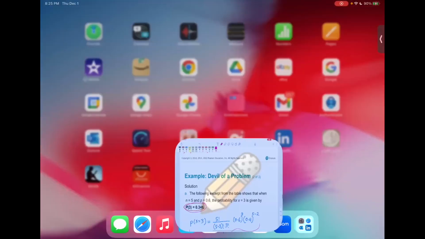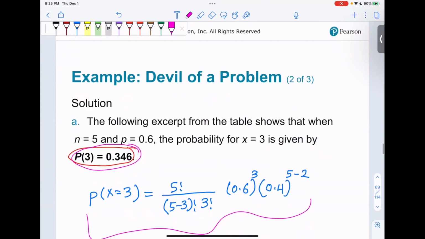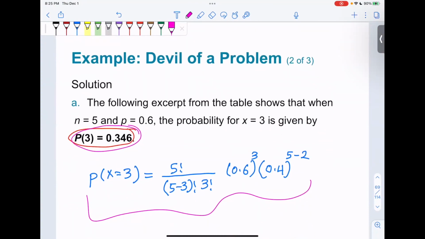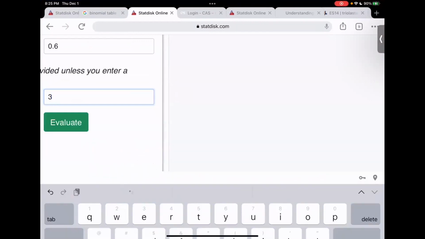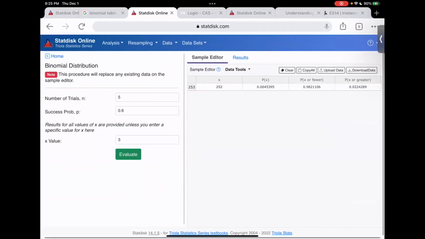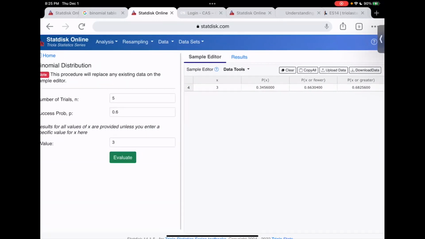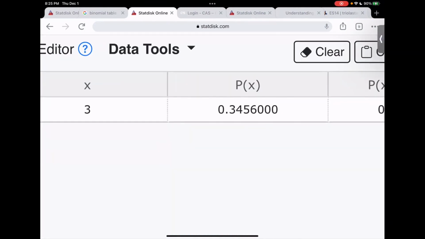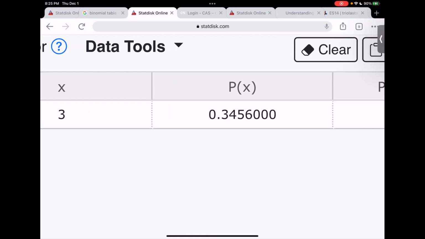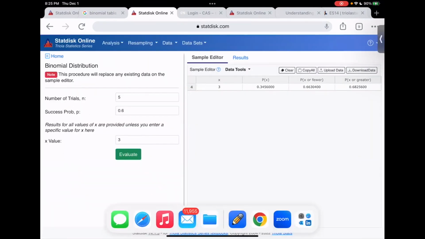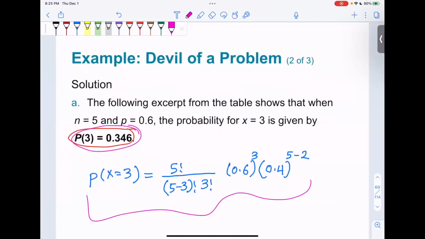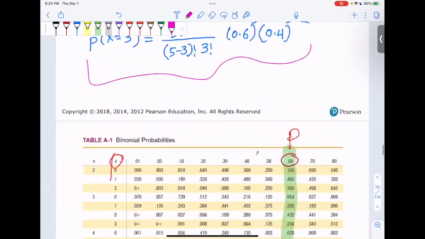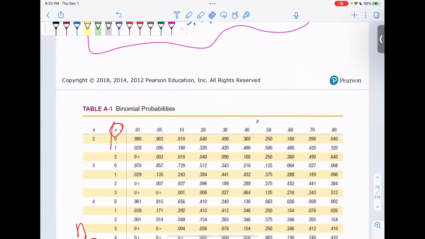Is it n equal to 5, p 0.6, and then 3? Yes. This is the value, which is 0.3. If we round it up, it is 0.346, right? Okay. And then let's see the second one.